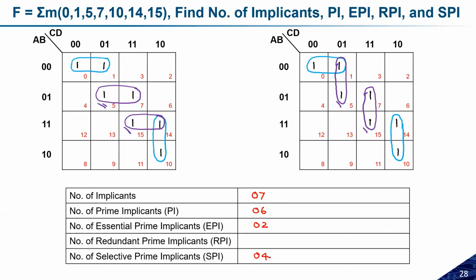Now, if I consider these 2 as selective, then these 2 pairs become redundant. This pair and this pair are redundant. And if I consider this one, then this pair and this pair are redundant. Yes, 2 redundant prime implicants are possible. The total possibilities: selective prime implicants are 4, and after considering the selective prime implicants, the redundant prime implicants are 2.